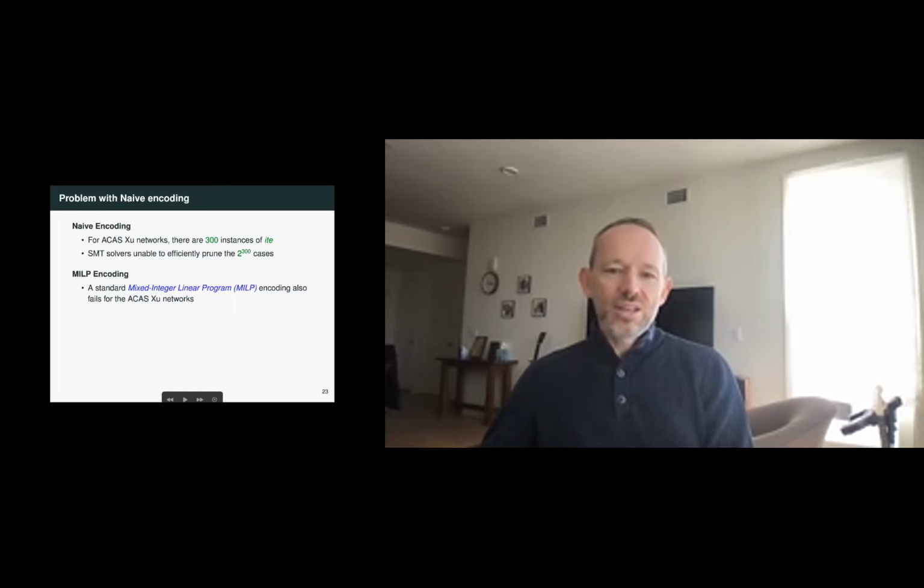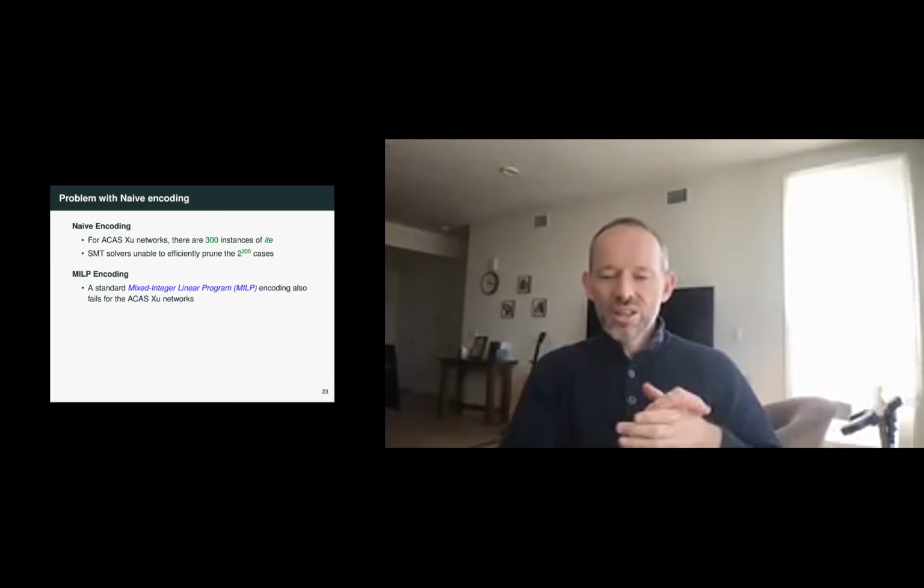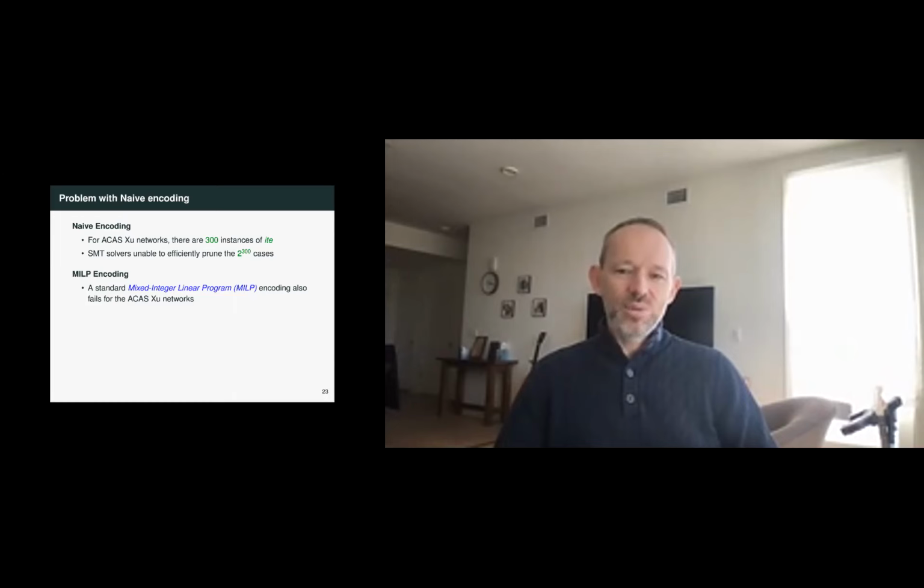So that's not great. We also tried encoding this using a standard mixed integer linear program encoding, and this also just didn't work at all. Okay, so we had applied this workflow where we found a problem, we encoded it using automated reasoning tools, and it didn't work, right? This is exactly the scenario I was talking about before, what happens when this fails.